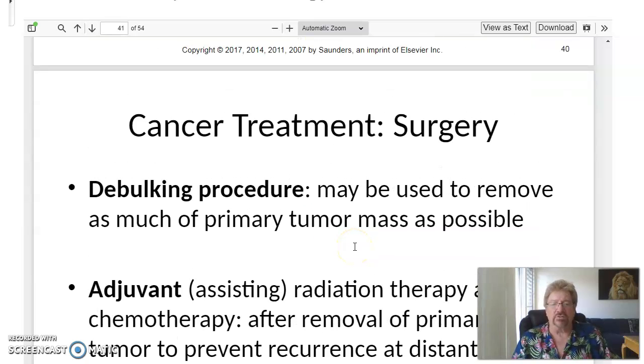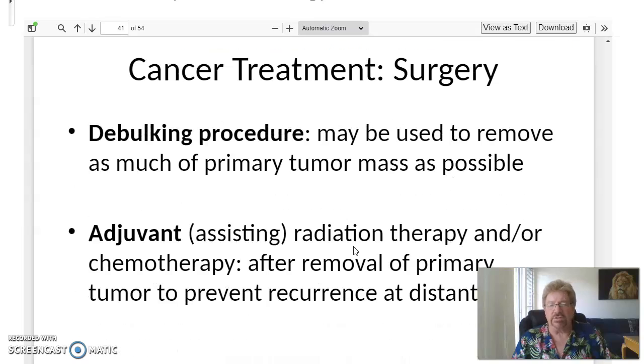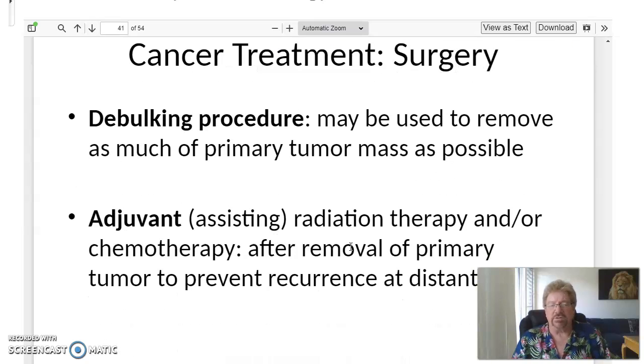Cancer treatment: surgery. A debulking procedure may be used to remove as much of the primary tumor mass as possible. They'll go in there and use surgical techniques, guys, to try to remove it. Adjuvant means assisting: radiation or chemotherapy after removal of the primary tumor to prevent recurrence. The problem is, guys, the surgery doesn't get it all, particularly if it's metastasized. We're talking about millions and millions or billions of cells.